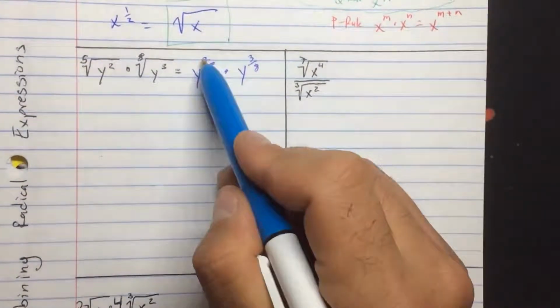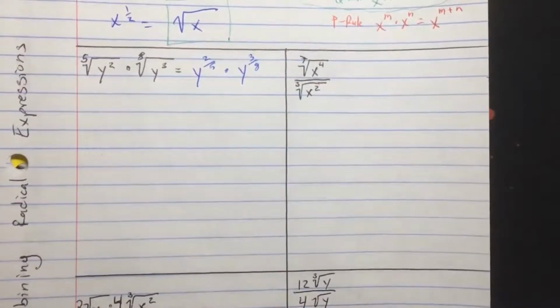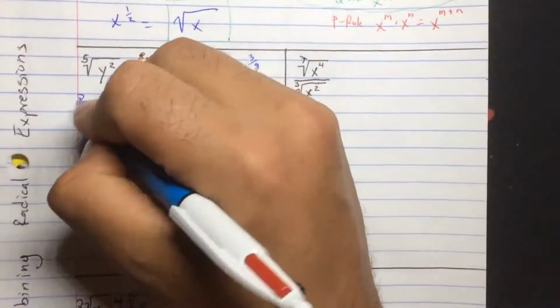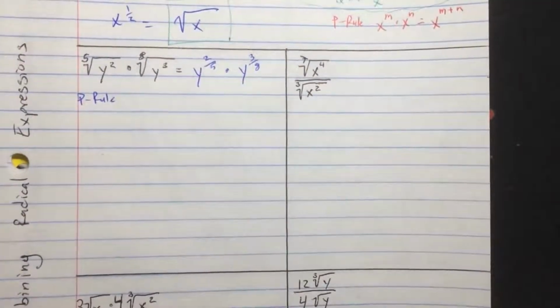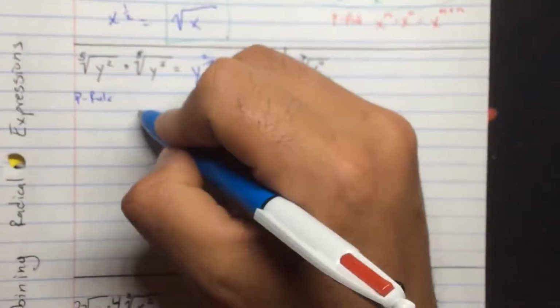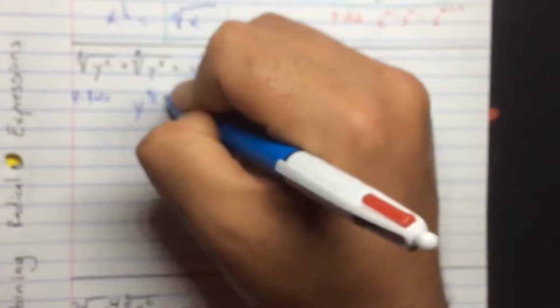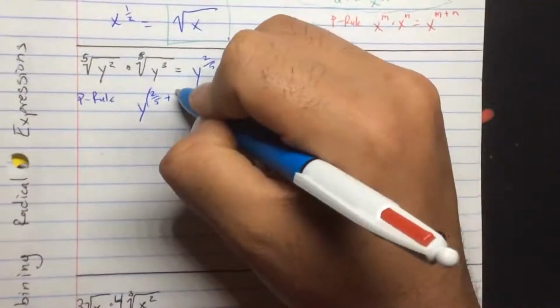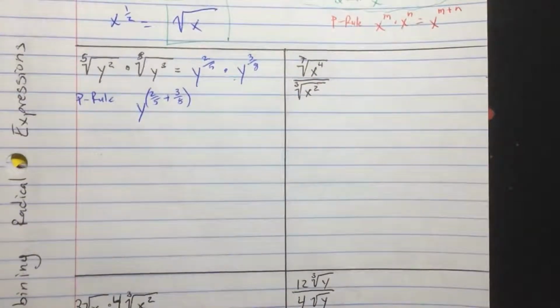So the 3/8 and 2/5. We have the same base again, so we can go ahead and use our product rule, so our P rule, like I mentioned in the previous video, and that's saying that since we have the same base, we can actually say it's y to the 2 over 5 plus our 3 over 8. Can't really add this per se.